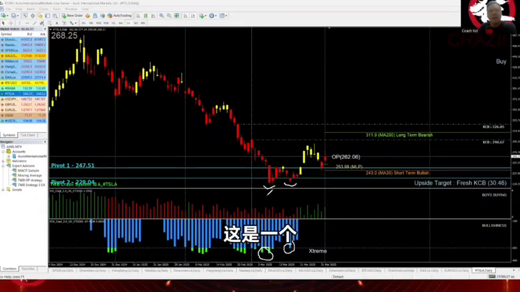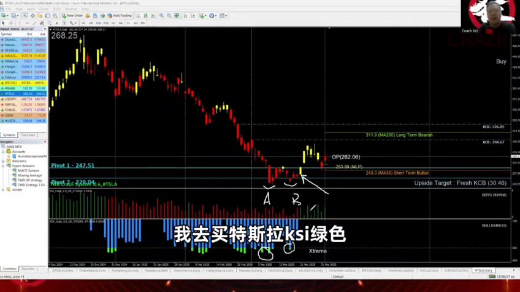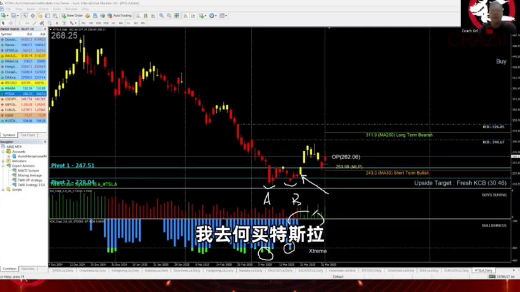You see, this is A and this is B. Can you see that, my friends? B is higher than A. So that's why when Tesla had a CCRY, bang, I went to buy Tesla. KSI green, I went to call for Tesla. I put it on Facebook, I put it on the group chat to buy Tesla. It's that simple. Easy? You find it easy to understand this?